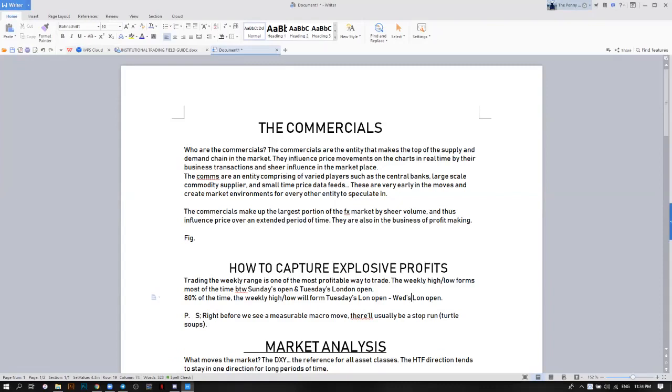it be the real-time businessmen importing and exporting goods or products from one country to another that influences the price movement in the market, or the hedge funds or retail traders trying to trade in the market. Okay, these commercials are the ones who create the market for every other market player to speculate in.